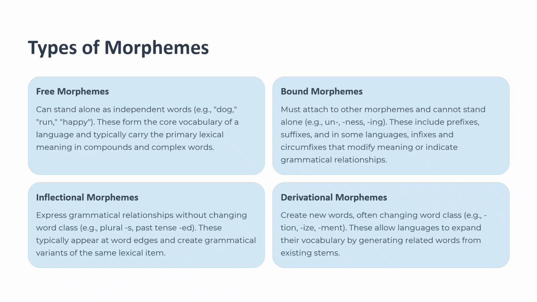Derivational morphemes create new words, often changing word class, for example, -tion, -ize, -ment. These allow languages to expand their vocabulary by generating related words from existing terms, like rich, richness.